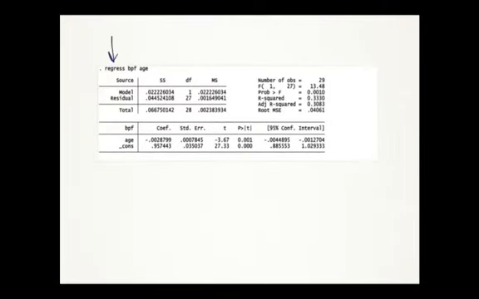So regress BPF age. Here's the slope. Here's the intercept. And then here's the 95% confidence interval for the slope and for the intercept, okay? And we can see, since neither of them contain 0, we know that both of these p-values are going to be less than 0.05.